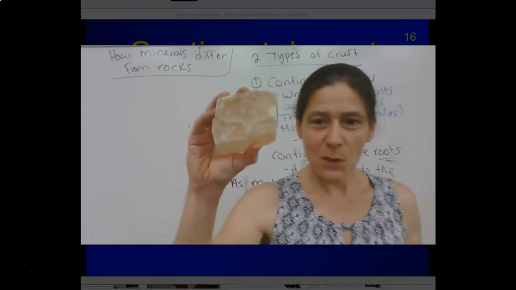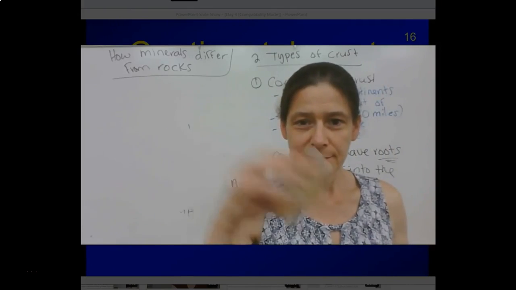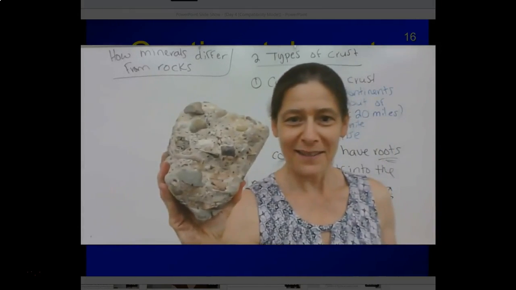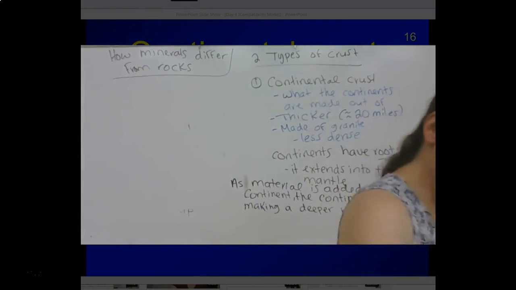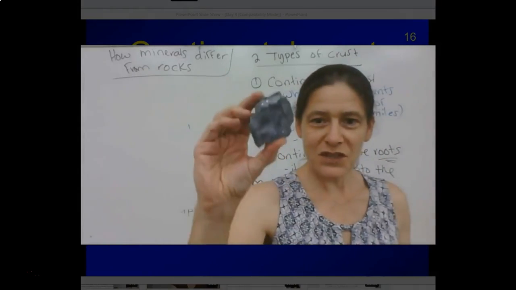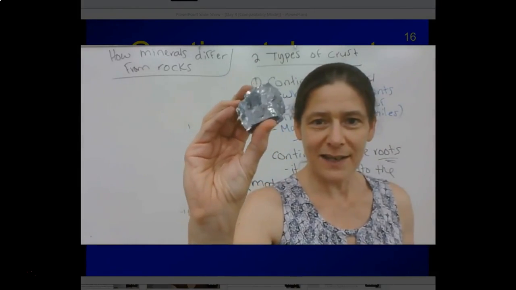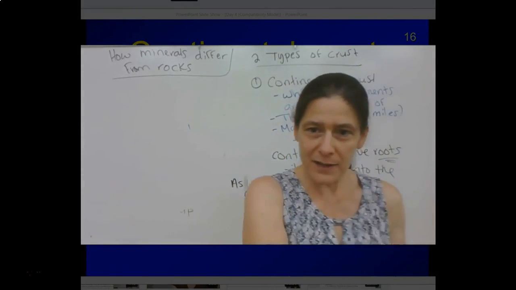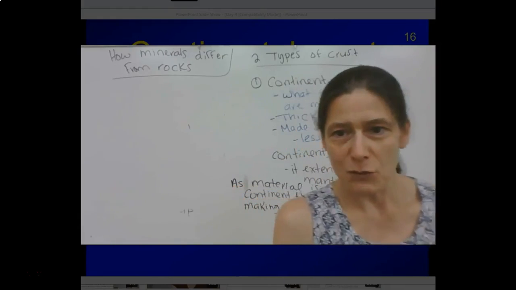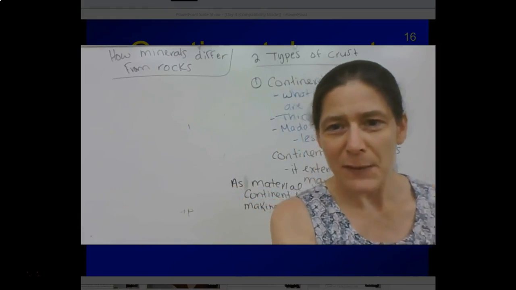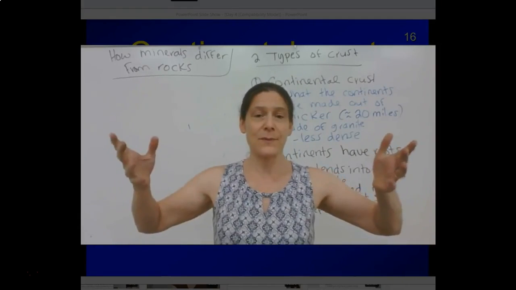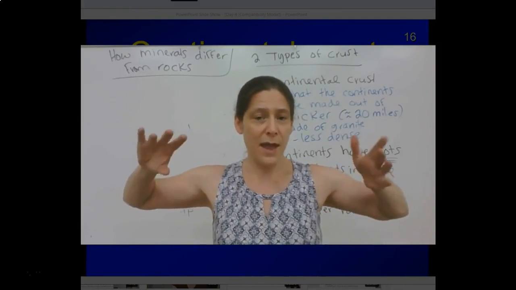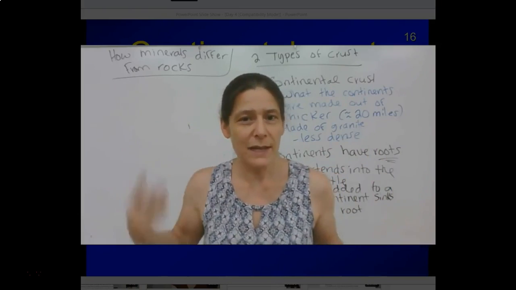What about this one? What about this one? What about, ooh, shiny, sparkly one? What are you thinking about? What's going through your mind when you're asking yourself, is something a rock or is something a mineral? If I were to give you the samples and you were to put them into two different piles, what would you use, I guess, as your criteria?